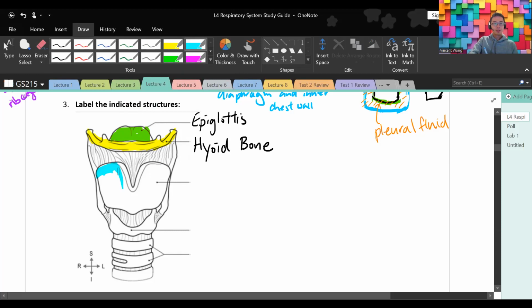We have another one here. Again, you can feel it. Right. What do we call that one? Yes, Mavis, that is the thyroid cartilage. And it's more prominent in men, right? That's why there's the Adam's apple.